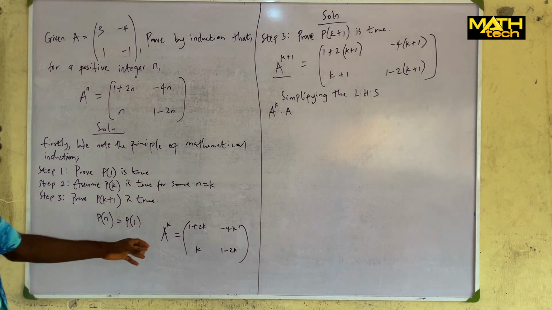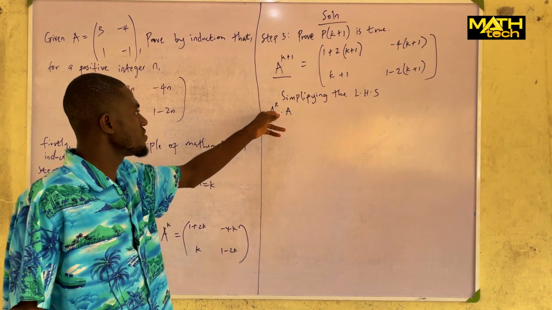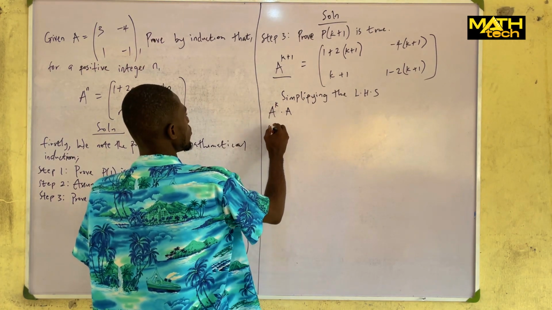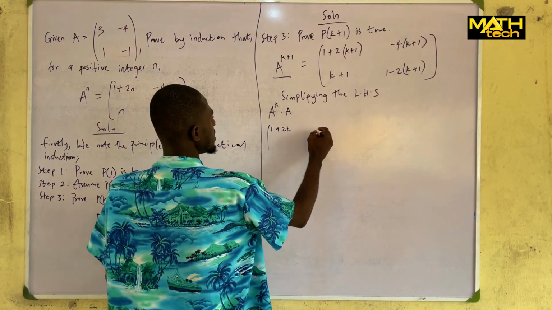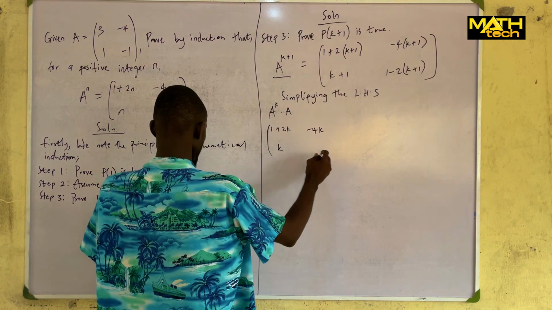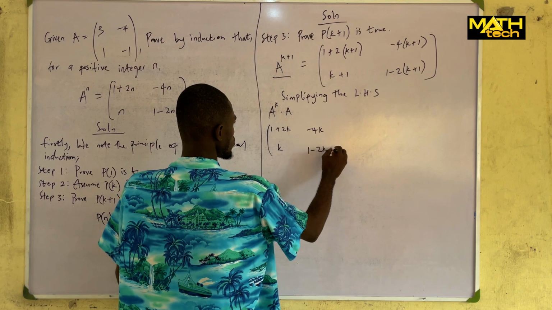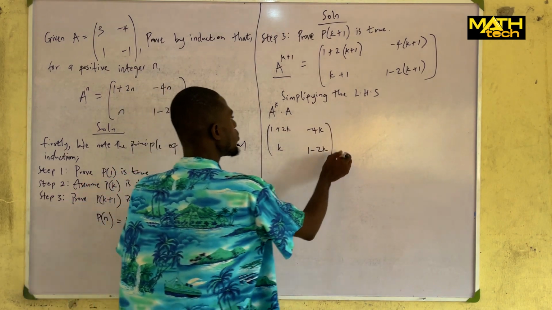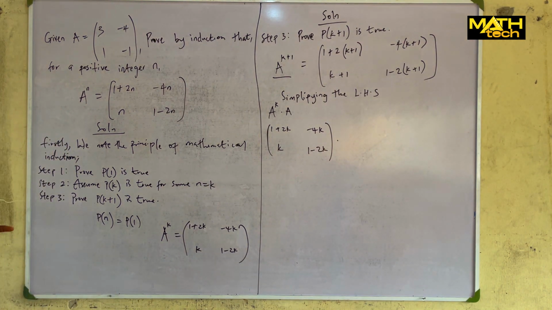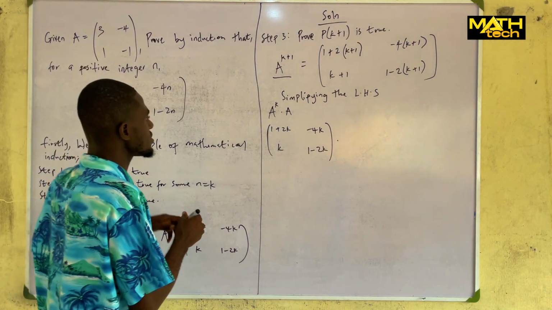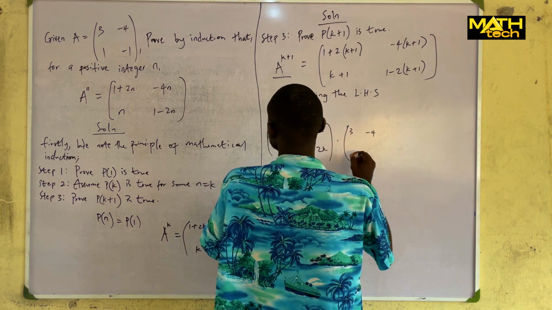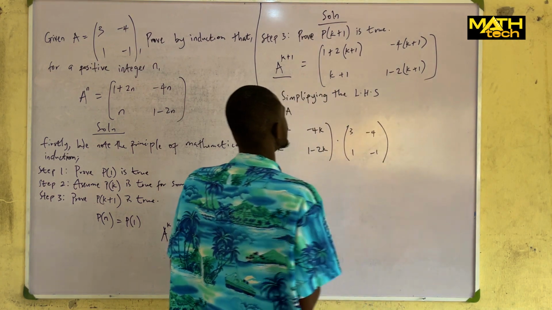So we use this assumption here in place of a raised to power k, and here we'll be having 1 plus 2k, and here we will have minus 4k, here we have k, and here we have 1 minus what? 2k. And we'll multiply this with A, which is a raised to power 1, as in step 1, which is the same thing as what? A, which is the matrix here, times 3, minus 4, 1, and minus 1.